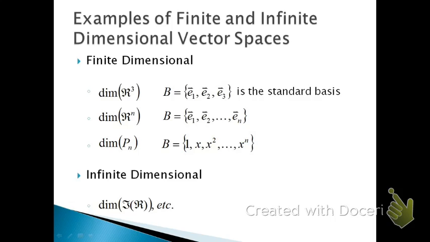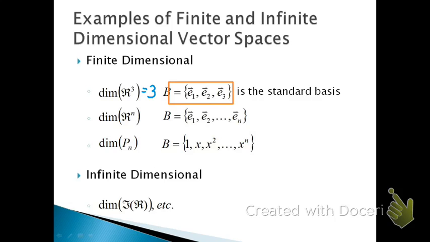Let's look at some examples of finite and infinite dimensional vector spaces. We will begin with the dimension of R3. If we look at the standard basis for R3, we have the basis equal to e1, e2, and e3. By definition, the dimension is just the number of vectors in my basis, and so the dimension here would be 3.